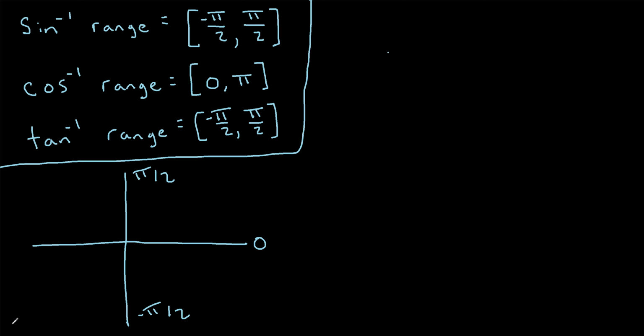Let's say that we want to find the inverse sine of 1/2. So this looks a little bit intimidating, but really all it's saying is when we want to find the inverse sine of 1/2, we're just asking ourselves what angle on the unit circle has a sine value of 1/2. That's all we're trying to figure out. What angle on the unit circle has a sine value of 1/2?